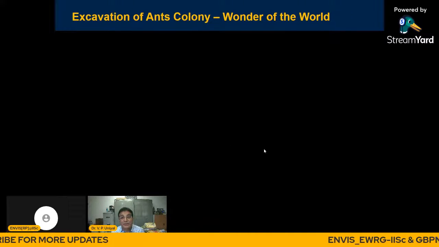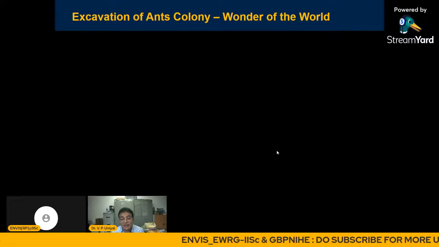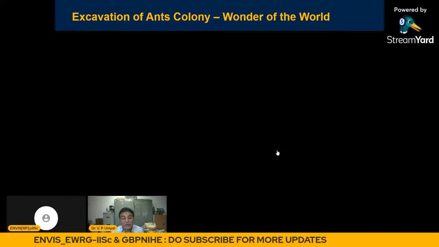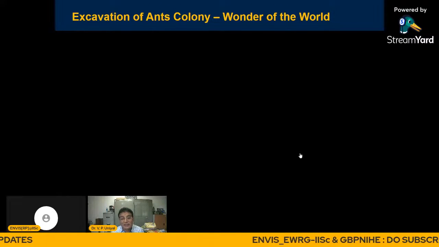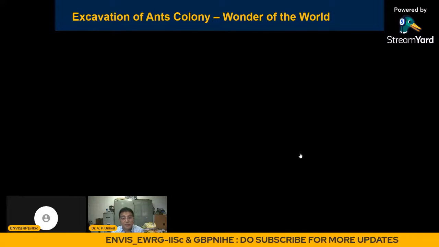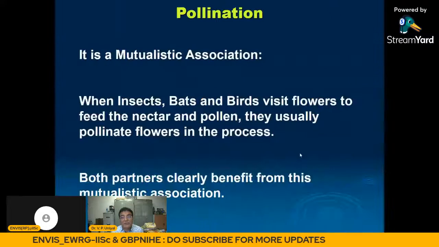Excavation of ants colony is a wonder of the birds, but our information about ants and its ecology is very limited. Only few percent of our country are working deeply on the study of ants, but ants are best indicators for our forest health. We need varieties of ants. We have to do study of ants as bioindicators. The small creatures is very, very helpful for our system.